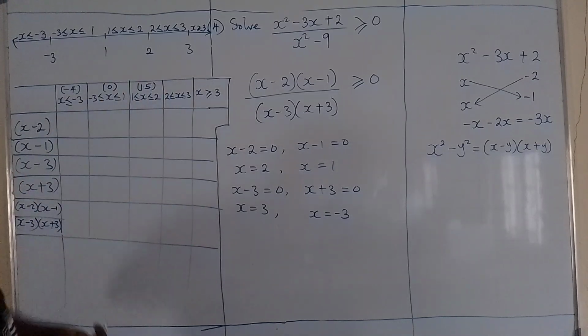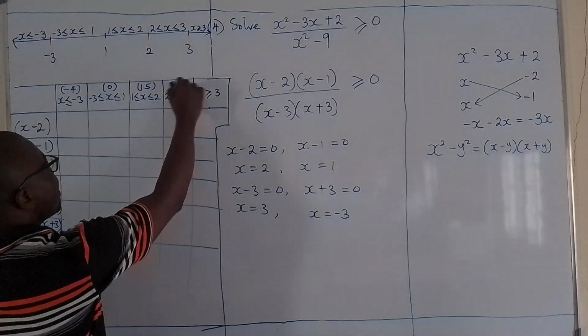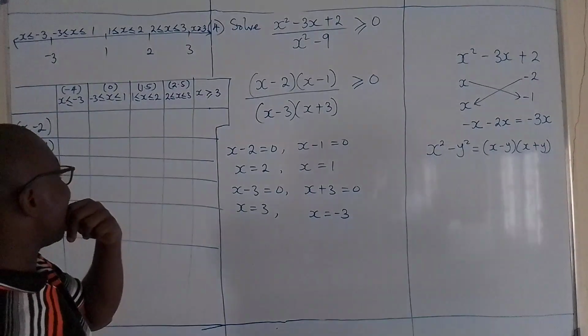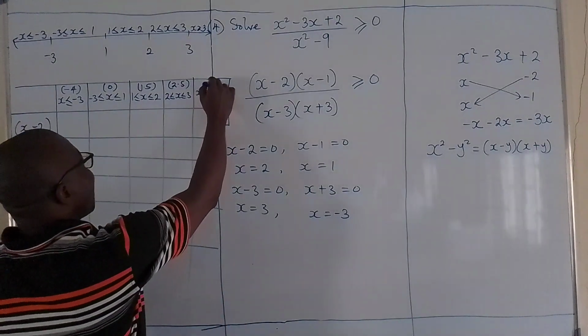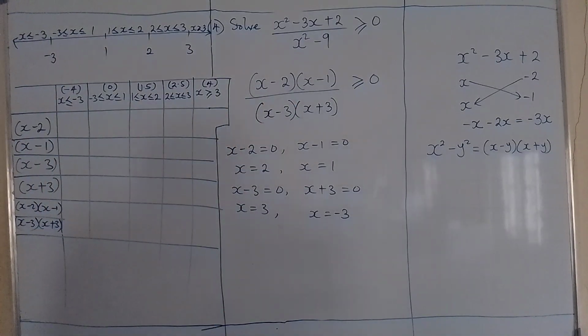From 2 to 3, pick any number in that range. I can pick a number like 2.5. It is in that range. And then for x greater than or equal to 3, you can pick a number like 4. Any number you pick in that range will behave the same way. So let's put in the values and see what happens.